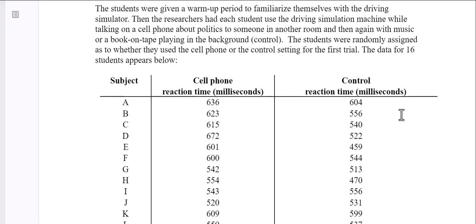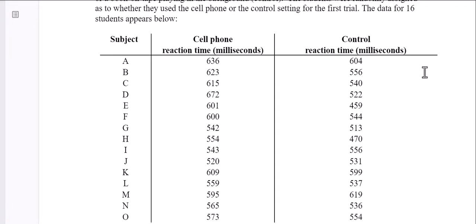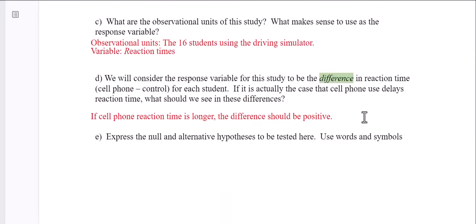That difference is my next data value: 615 minus 540, 672 minus 522, and so on. So I can create a new table of the differences, and now I'm doing my hypothesis test on that new column of just the differences. It's like what looks like two samples, but I take the difference, and now I'm really doing a hypothesis test of just one sample. So that's kind of what's going on here.